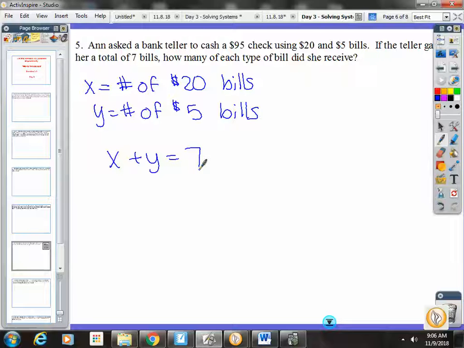Logan, do you have the other one? 20x plus 5y equals 95. I like that one too.